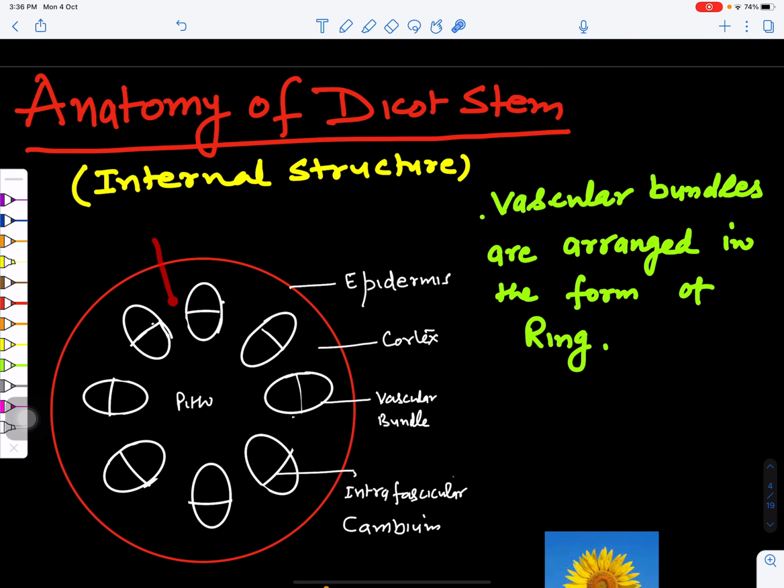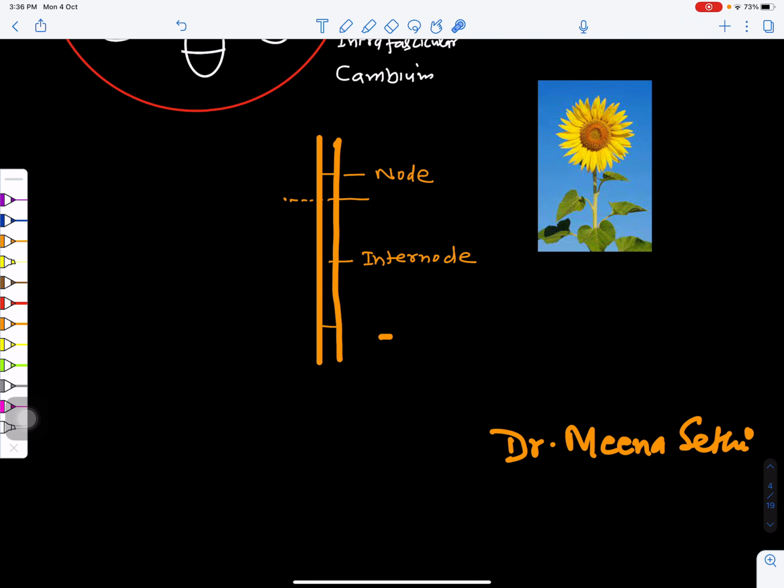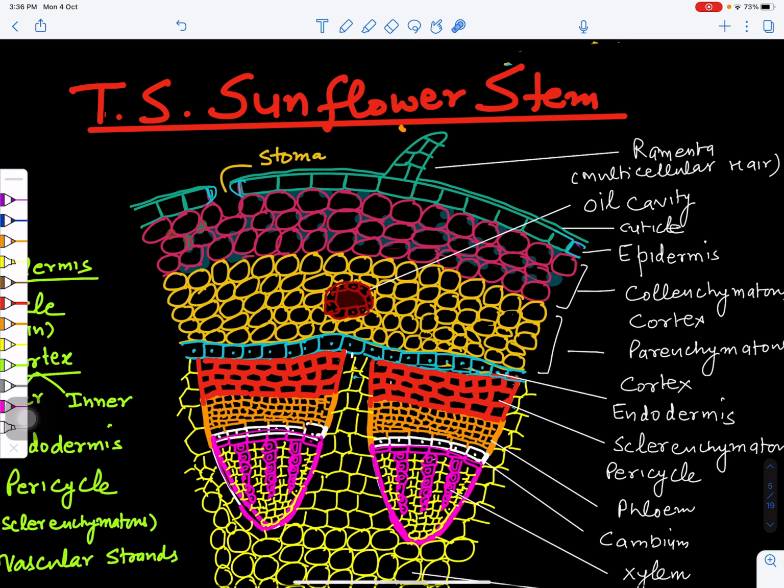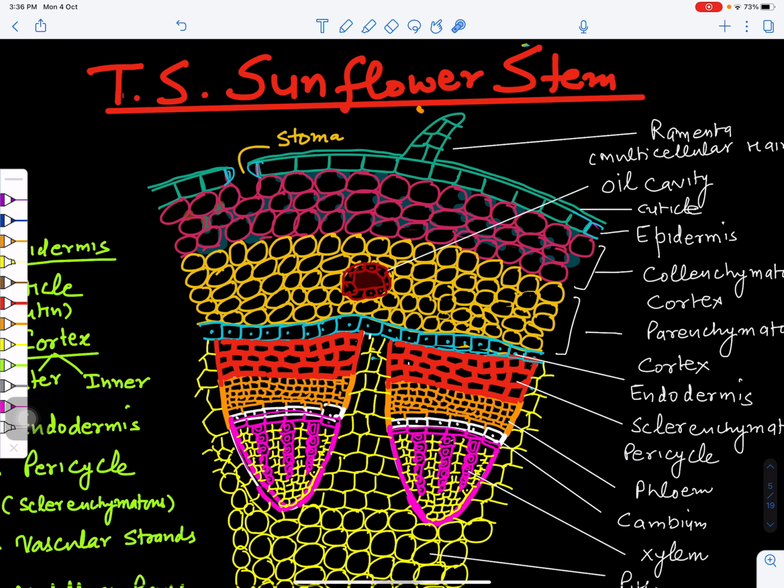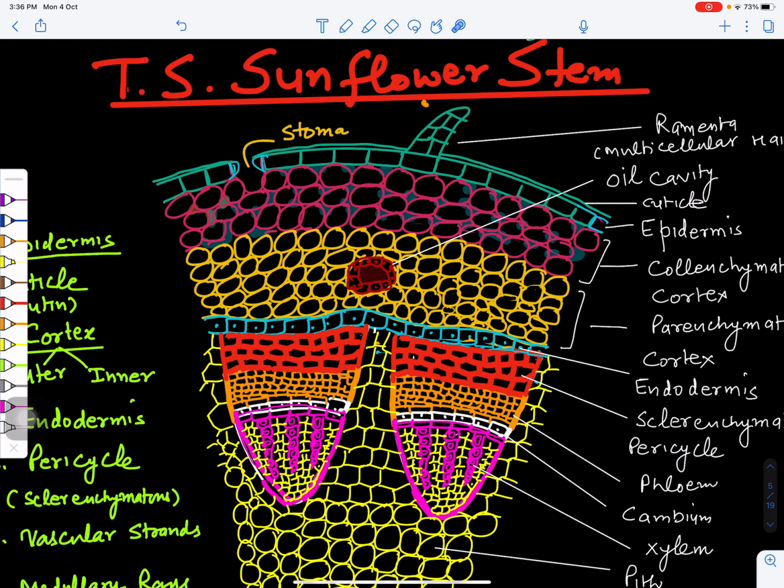Now if we take one part of the stem like this and we see its cellular details, I mean cell formation details, because if we see this diagram, this is diagrammatic. I mean this is not cellular, this is diagrammatic. But if we take one part of it and study its cellular detail, we will see that now this is the sunflower stem, right, in detail.